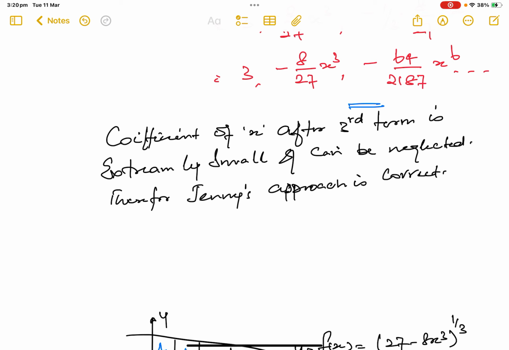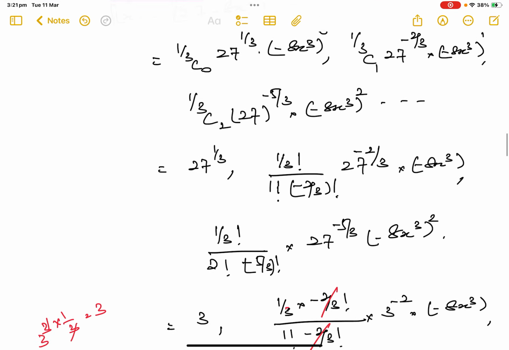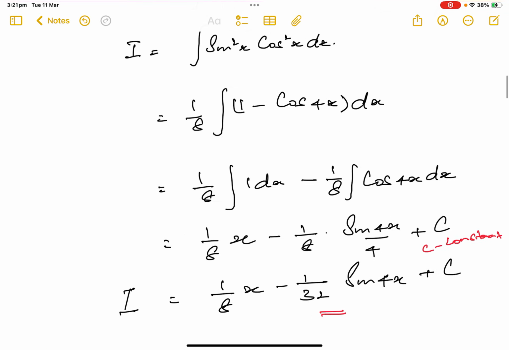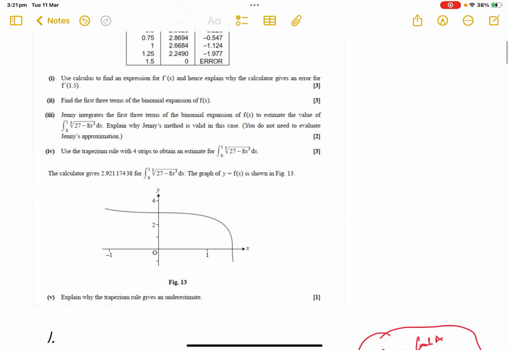The coefficient of x after the third term is extremely small. It's just getting smaller and smaller, because if you look at it, 8 over 27 becomes 64 over 2187, and the next one you can imagine. So it's extremely small and can be neglected. Therefore, Jenny's approach is correct. So that's a simple explanation for that part of the question. Right, that is right. Next one.